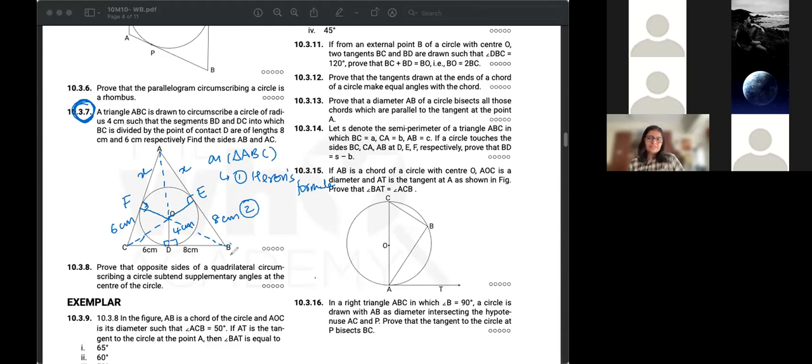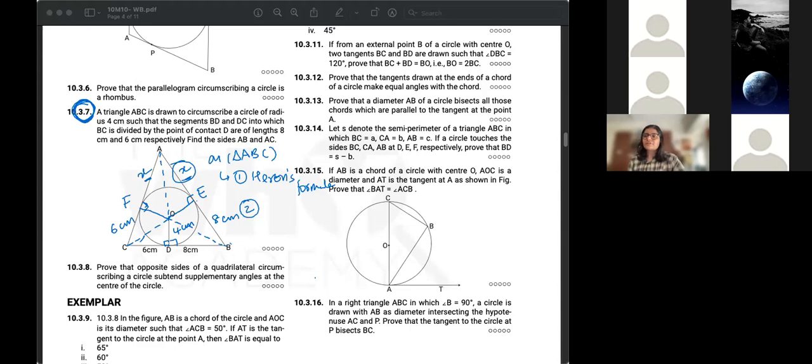OBC will be half into 4 into BC. This part will be half into 4 into 8 plus x, and this part will be half into 4 into 6 plus x. So equate both of them. It is the same variable x. After doing that whole set of calculations, you might get either a linear or a quadratic equation, but at the end, solving that equation will get you x.